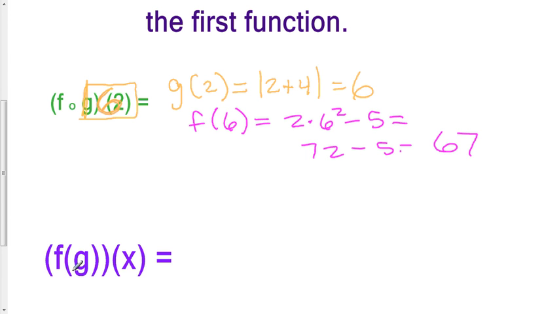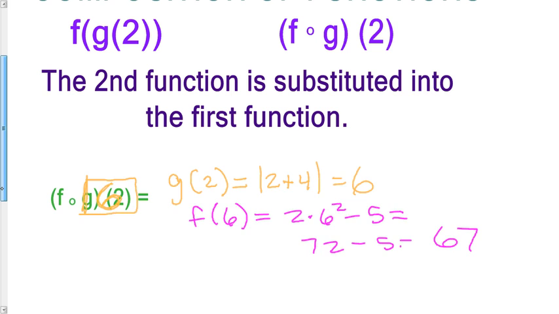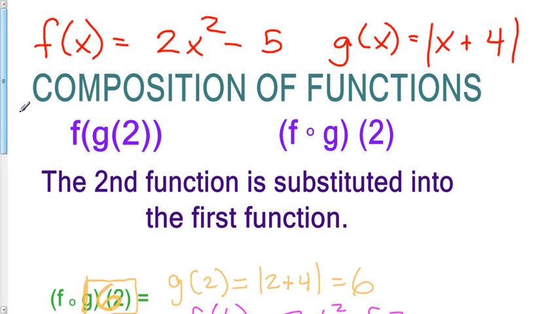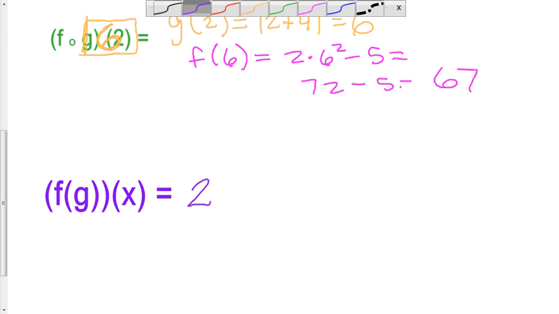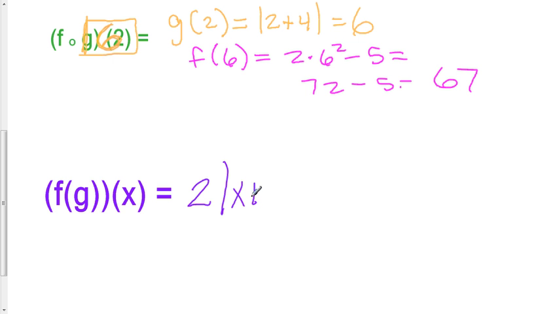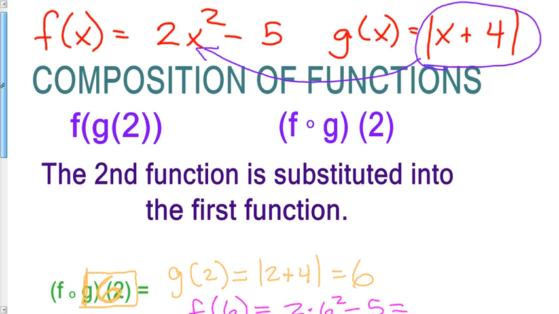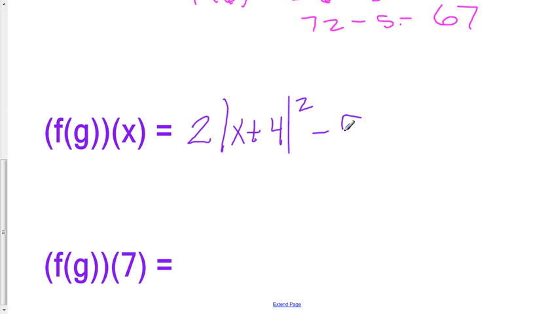If you are asked to find f composition g of x, you're going to do the same thing, except now there is no number to substitute into the g function. So now we have to take this, because it's f composition g, so the g function gets substituted into the x of the f function. So it's 2 times the absolute value of x plus 4, squared, and then minus 5.